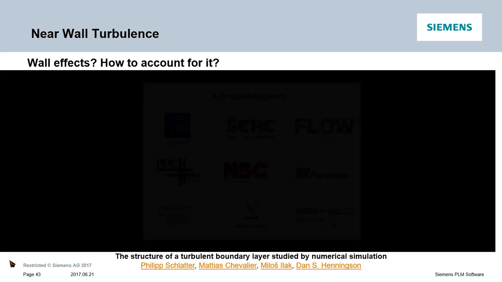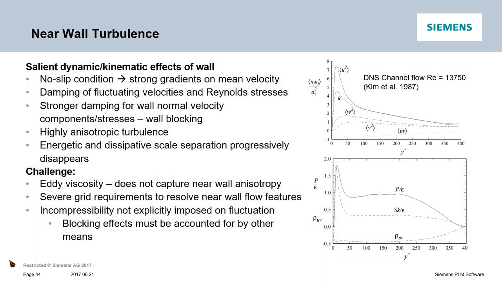Okay, the animation itself looks really cool, but in terms of fluid mechanics, what is so special about near wall turbulence? First, the no slip condition on the wall imposes strong mean gradients near the wall. It also imposes near wall damping on fluctuations and Reynolds stresses.